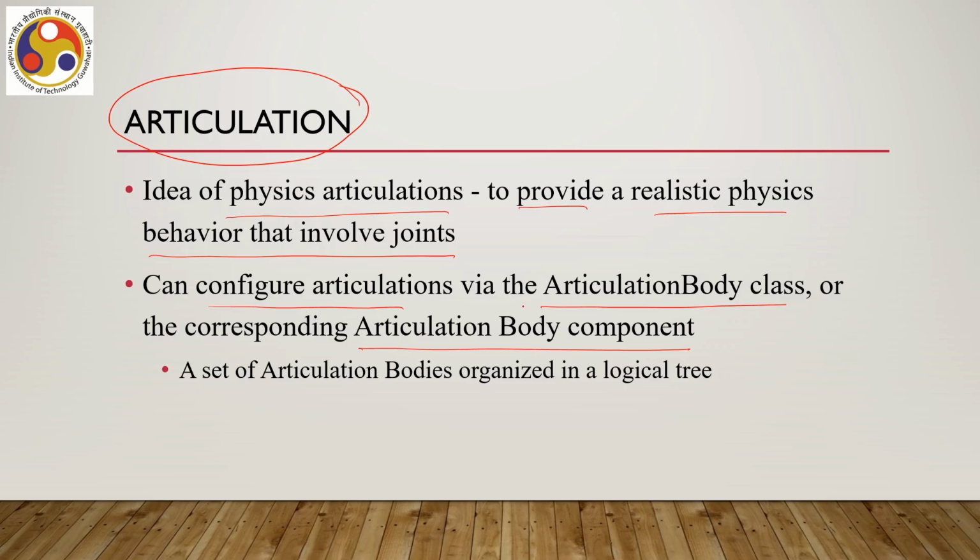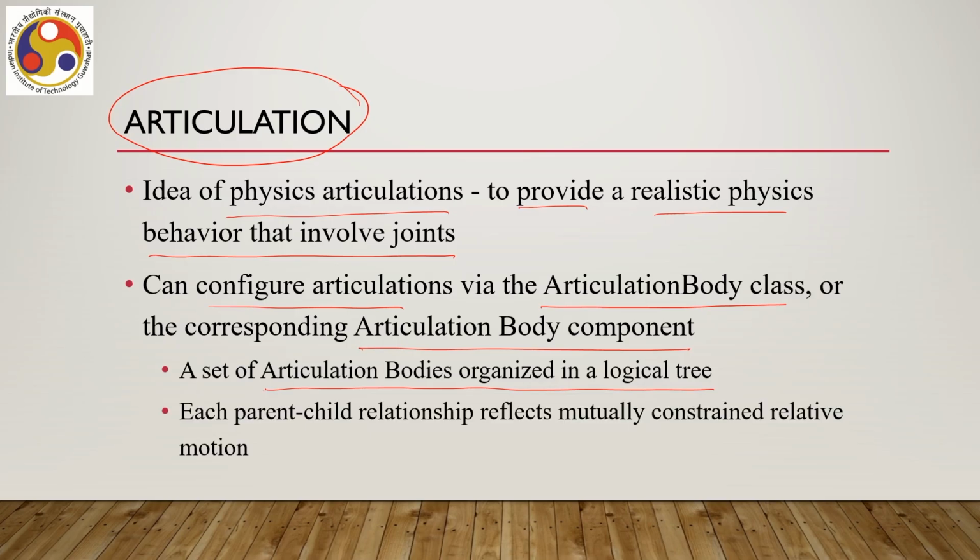Now, such articulation body class essentially allows us to view the articulation bodies in the form of a logical tree. So, essentially this supports assuming such a logical tree representation for overall articulation implementation. Now, each parent child relationship in that logical tree reflects mutually constrained relative motion.